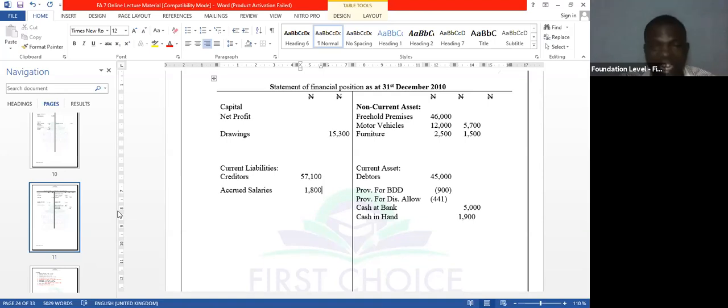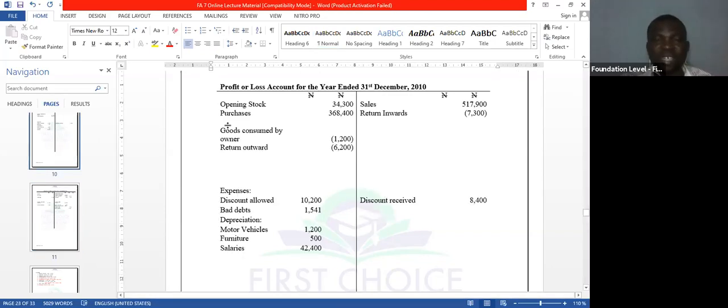We have carriage inward. Carriage inward is the cost that you incur to bring the goods that you purchase down to where it is needed. According to IAS 2, it will be added to our purchase cost of the inventory. So that's one of the reasons why we are going to find it under purchases before we arrive at our cost of goods sold. So let's do that.